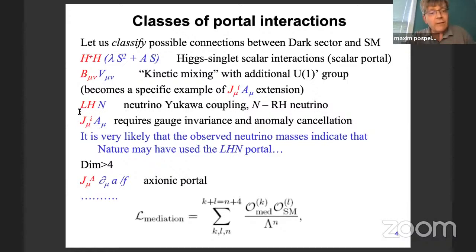And that, we believe, might be behind the reason for neutrino mixing and masses. Then going to the higher dimensional operators, there are, of course, very famous portals associated with axions. So here it's the derivative of an axion interacting with the axial current, which I should say includes the Chern-Simons current, so that Gray's coupling is also there. All right.